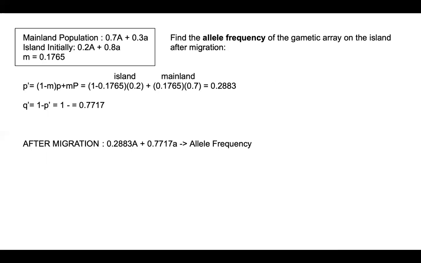So in this equation, we plugged in all the numbers that we got before, and I got this, Q prime, 1 minus P prime, and then after migration I got this allele frequency. This does not allow you to get the genotypic frequencies since the genotypic frequencies will not be in equilibrium.